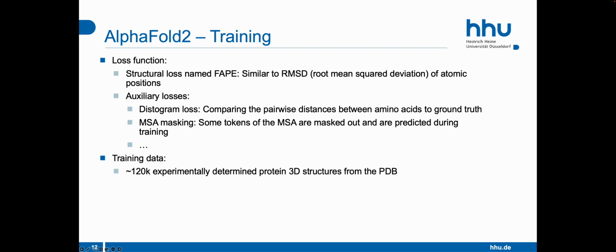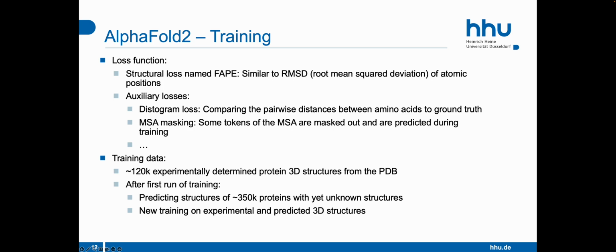The model was originally trained on approximately 120,000 experimentally determined protein structures from the protein data bank PDB. After this first run of training, the resulting model was used to predict protein structures for approximately 350,000 proteins with yet unknown protein 3D structures. Afterwards, they trained a new model with the predicted structures and the experimentally determined structures as the training data, and they found that model performance improved by using this additional synthetically generated training data.